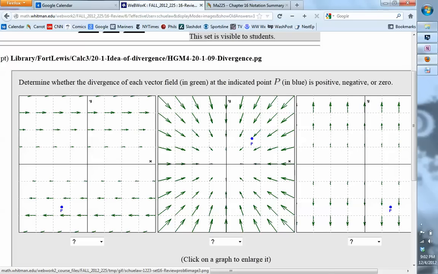This one here, it's getting smaller: the one going in is bigger than the one going out. There also appears to be stuff pinching in as well, maybe. But there's more coming in than going out, so there's convergence there, so negative divergence. And how about this one?